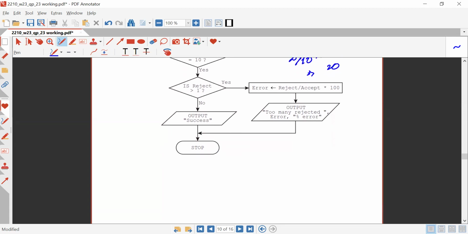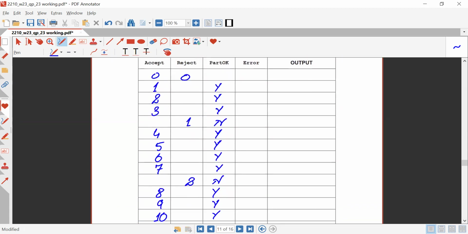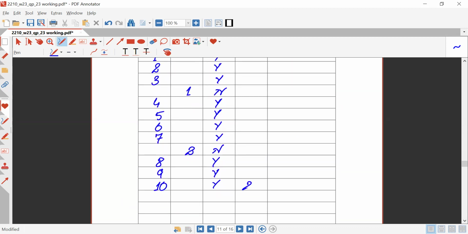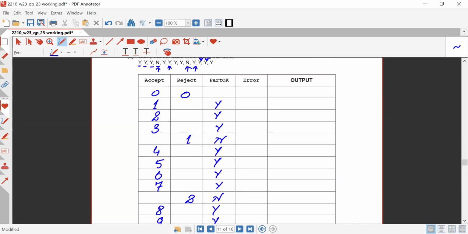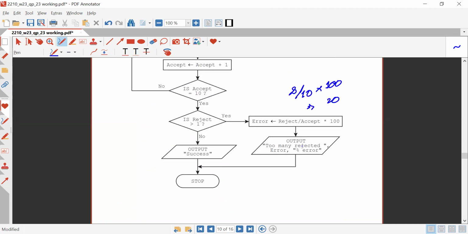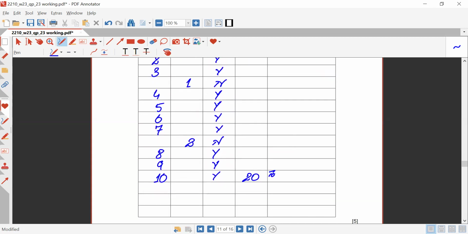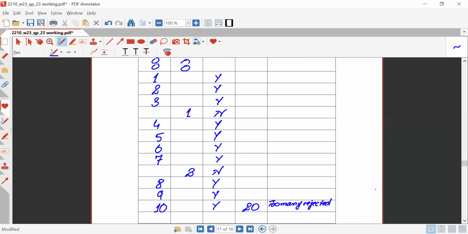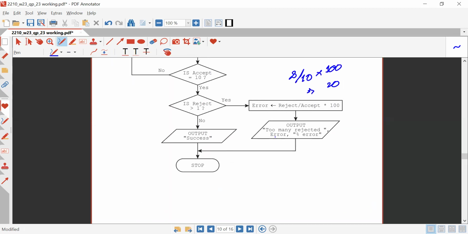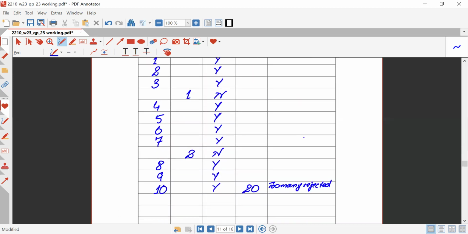So how do you need to write this down? Have a look. First of all, you need to write down the error. It will be 20 because they have given you the column over here. Then output. For the output, you need to write down too many rejected. After too many rejected, they are saying error. This error is 20, and then percent error. 20% error will be there. So that means too many rejected, 20% error will be output right over here.